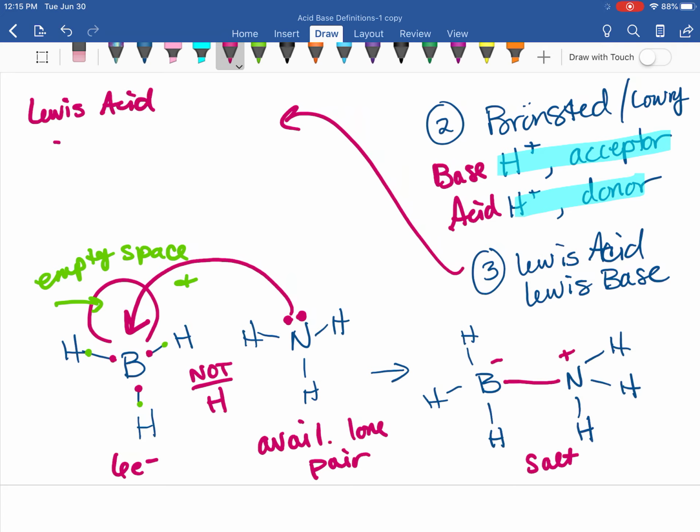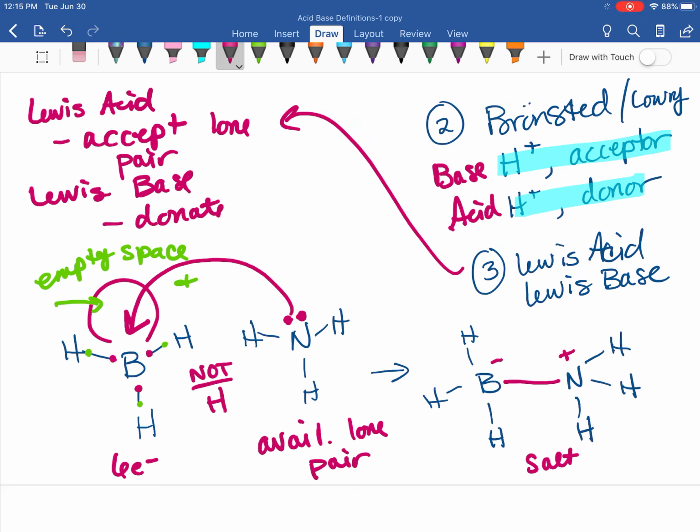So then what's the definition for a Lewis acid and a Lewis base? A Lewis acid can accept a lone pair, and a Lewis base can donate a lone pair. Now, you may or may not have learned your Lewis acids, Lewis bases, but we will use them quite a bit this semester.